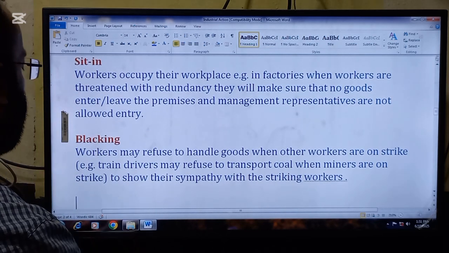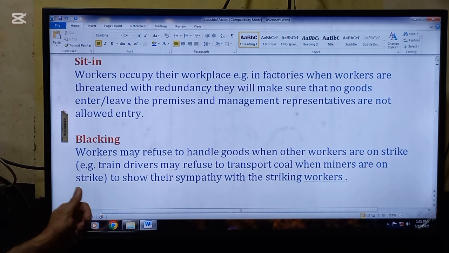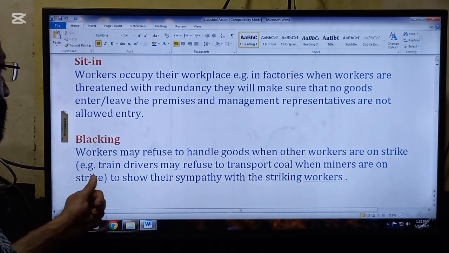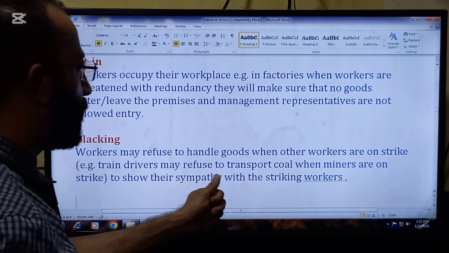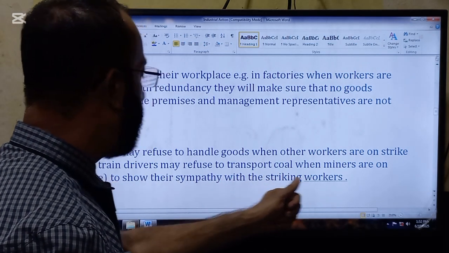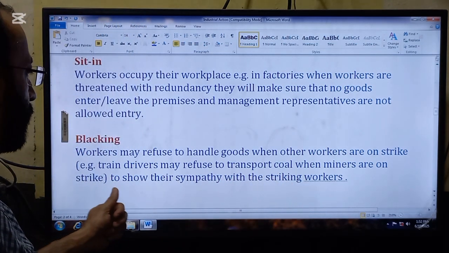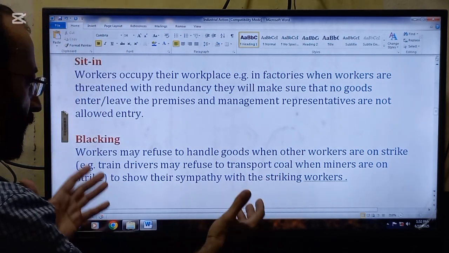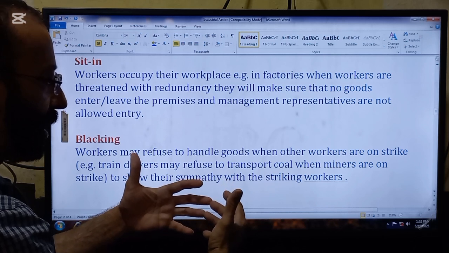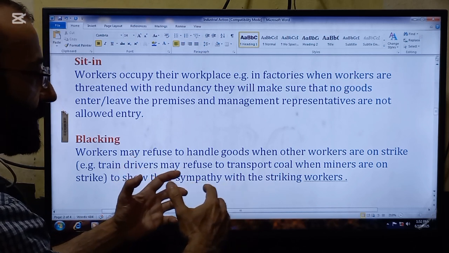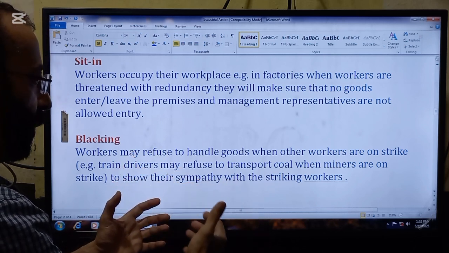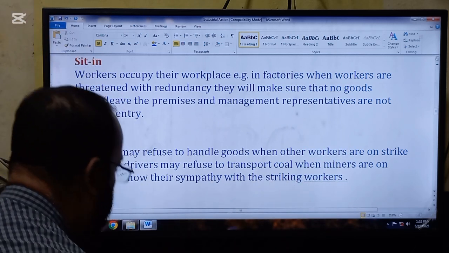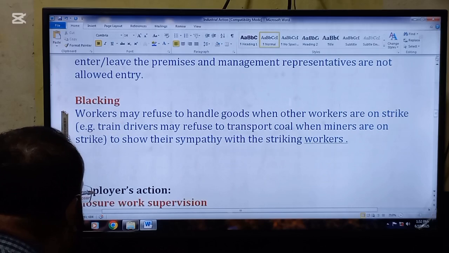Next is called blacking. Workers may refuse to handle goods when other workers are on strike. For example, train drivers may refuse to transport coal when miners are on strike to show their sympathy with the striking workers. So this is a collaboration between different sectors of employees to show their sympathy for the other sectors' employees. So this is another type of industrial action.